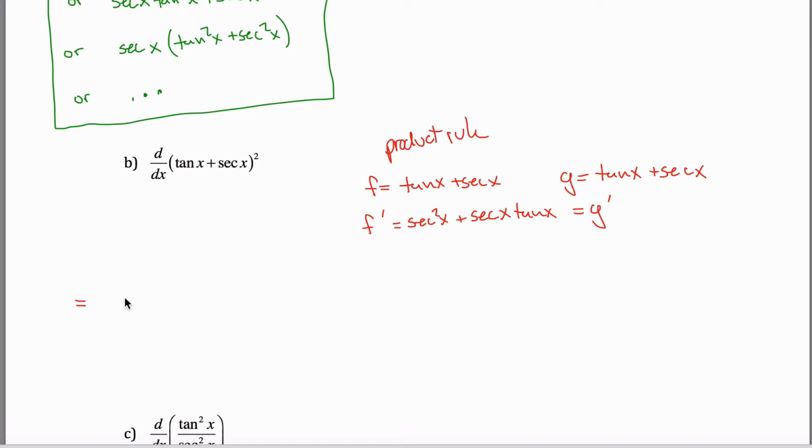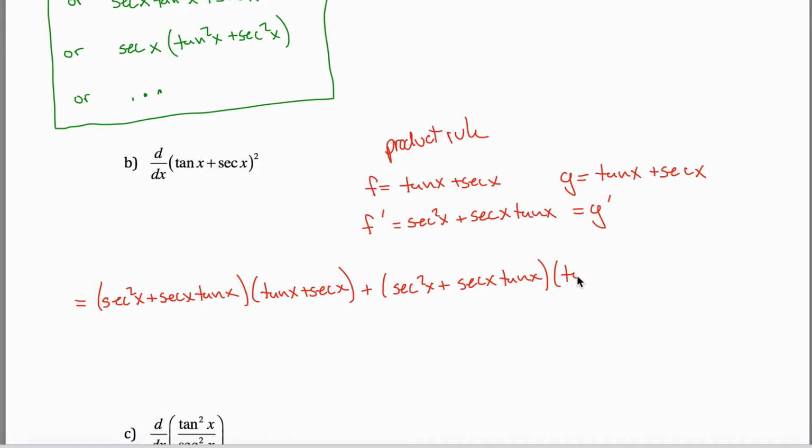And now that I have all these pieces, I can throw them together and say that my derivative is f prime, so secant squared x plus secant of x tangent of x, times g, which is tangent of x plus secant of x, plus g prime, which again is this mess, secant squared x plus secant of x tangent of x, times f, which is tangent of x plus secant of x.